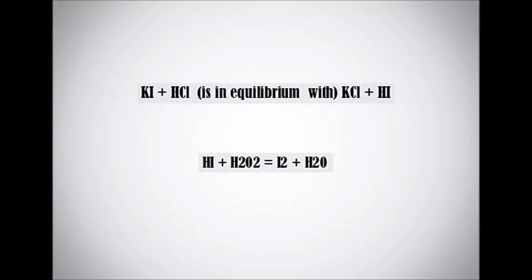In this reaction, the potassium iodide reacts with the hydrochloric acid and yields potassium chloride and hydroiodic acid. This reaction is in equilibrium, but that's dealt with by oxidizing the hydroiodic acid, which forms elemental iodine and allows the reaction to complete.